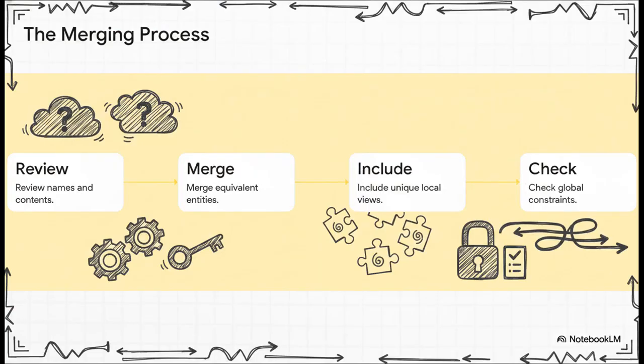To conquer this chaos, we use a highly systematic merging process. First, we rigorously review names and contents across the models. Then, we merge equivalent entities, usually spotting them pretty easily because they share the exact same primary key. Next up, we include the unique, non-overlapping views without altering them at all. And finally, we double-check our global integrity constraints and foreign keys to ensure the newly merged architecture holds together perfectly. This step-by-step approach prevents data loss and safely resolves overlaps. It essentially turns a massive headache into a totally solvable puzzle.